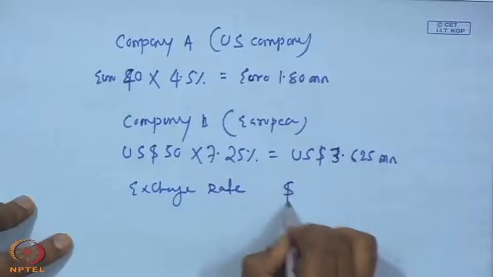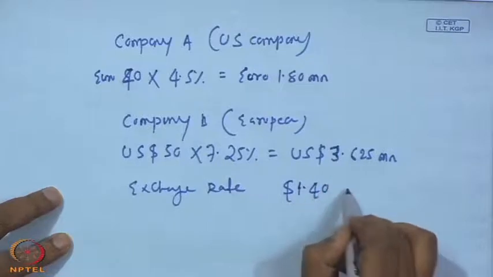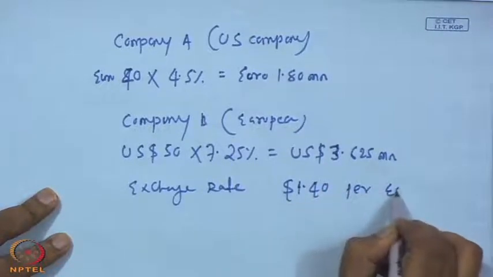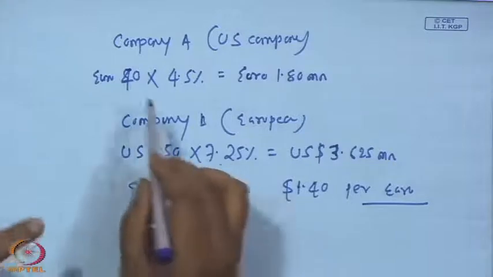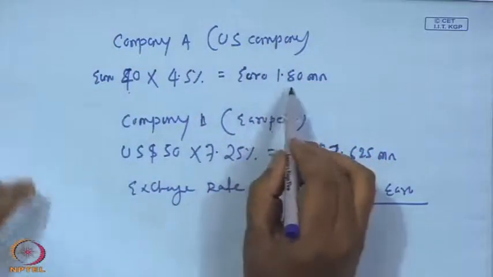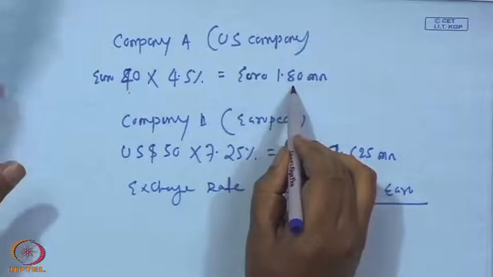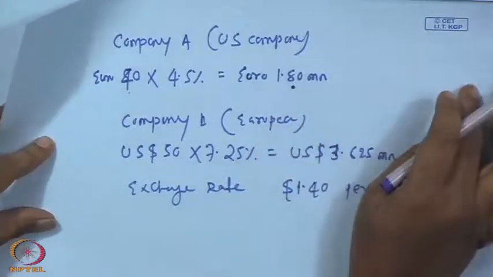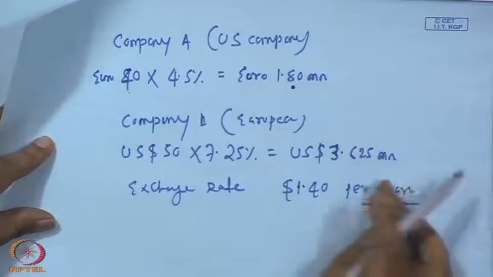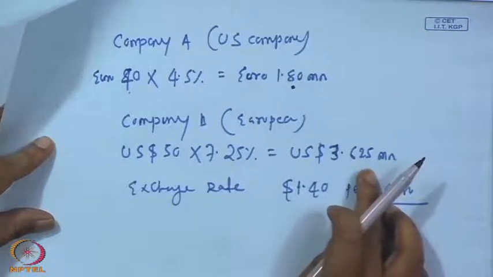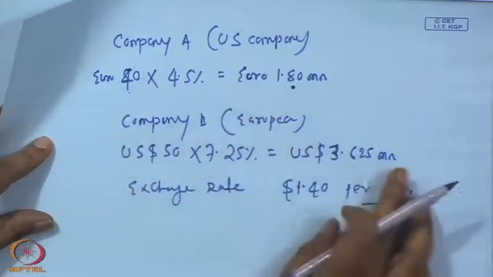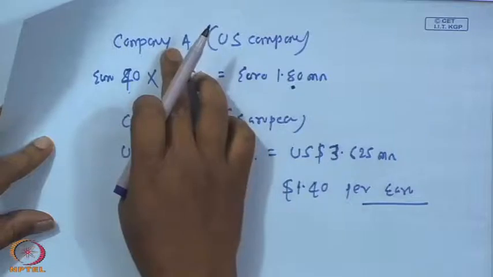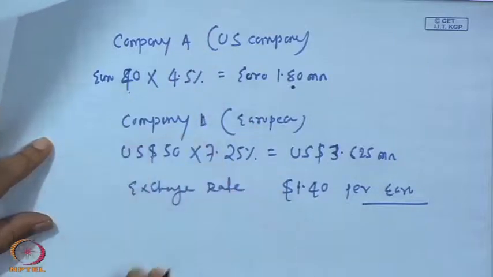The exchange rate will be 1.40 per euro. The transaction will take place at this rate, and company A, the US company, will send 1.80 million euro to the European company, and the European company will pay 3.625 million dollar to company A. The transaction will take place in this way.